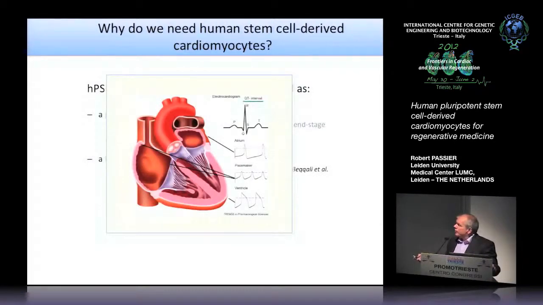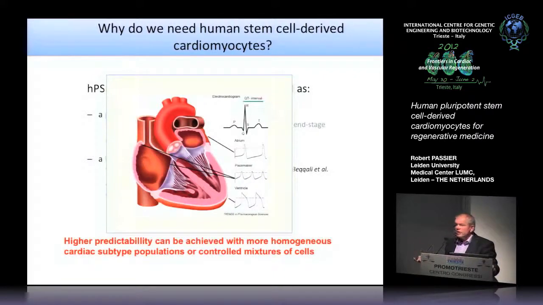But if you look at this picture, and I don't have to explain to you that if you go to the different regions of the heart, to pacemaker cells, to ventricular cells, atrial cells, and you look at the action potential, of course you have different cardiomyocytes. So cardiomyocytes have different properties. So we believe that if you can achieve homogeneous populations of these cardiac subtypes, you have a high predictability if you go into the assays or the things that I just mentioned for transplantation, for in vitro models.